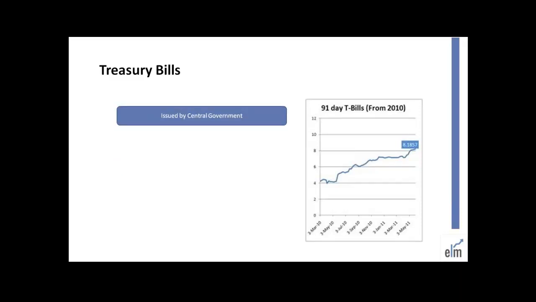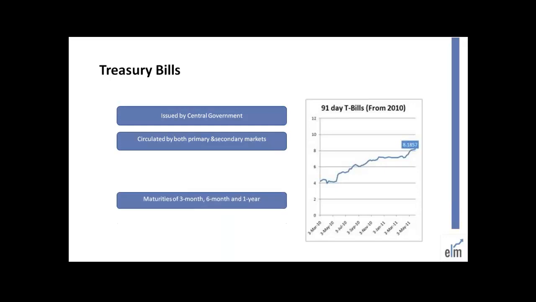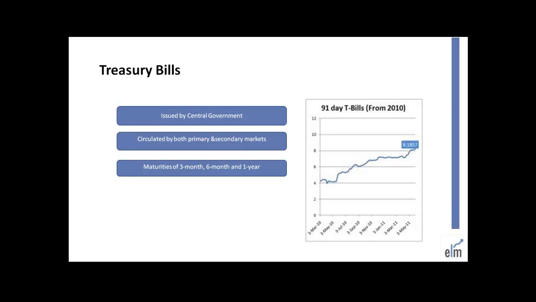The T-bills are one of the safest money market instruments as they are issued by the central government. They are zero-risk instruments which are circulated both in the primary and the secondary markets. Maturities of these T-bills are normally 3 months, 6 months or 1 year. As we know, it cannot be more than 1 year as it is a money market instrument.